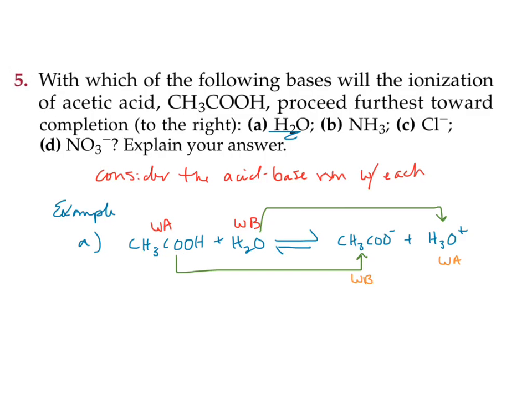Which of the following bases, A through D, will acetic acid proceed the furthest with? And so that seems reasonable. Look at B then. What will acetic acid do with NH3? Again, acetic acid is going to be the proton donor. NH3 is going to be the proton acceptor, forming NH4+. That seems reasonable also.